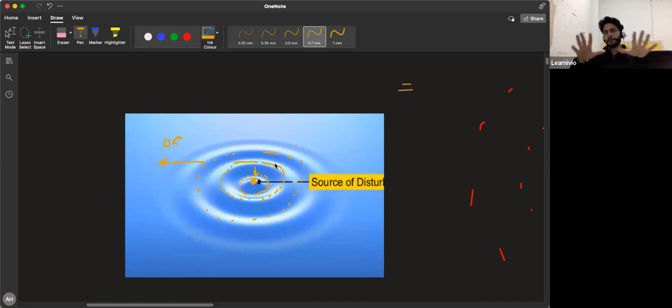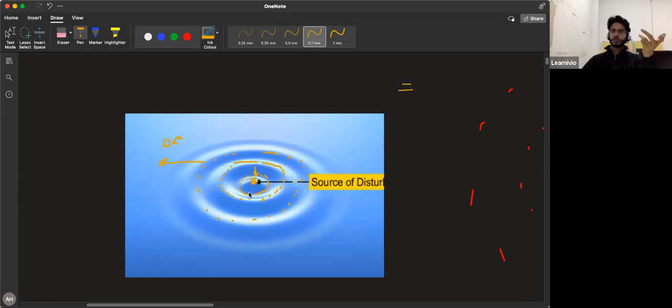So I'm repeating again. To understand this concept of wavefront, the best example is to understand wavefront in context with water waves. So this is the water surface, a calm surface. There is no disturbance here. You drop a stone here. This stone acts as a source. You can say this is the source of disturbance.